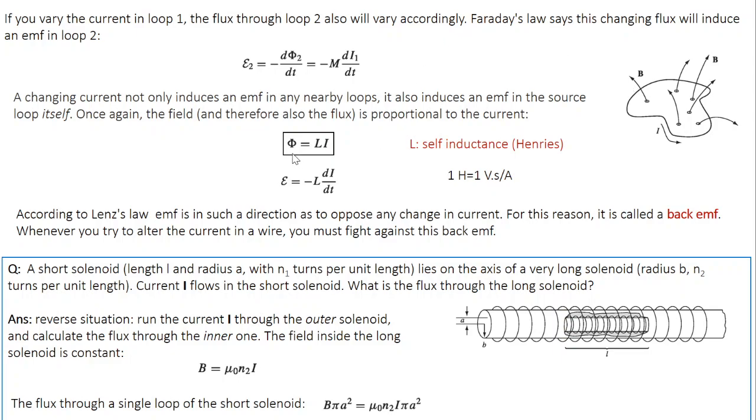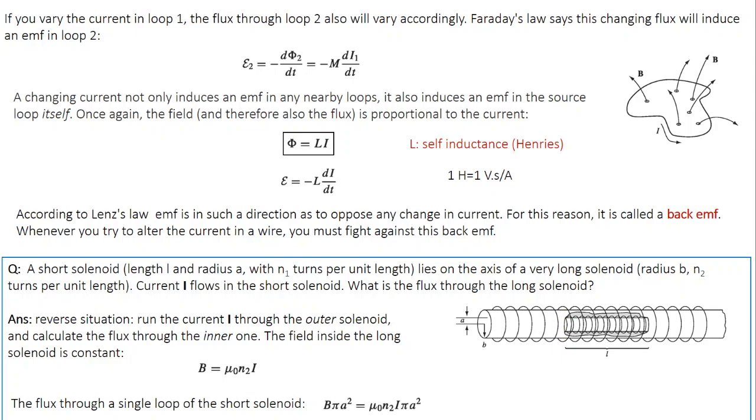So we can write flux through the source loop is proportional to current flowing through loop I, and replace the proportionality with a constant L and write phi equal to L into I, where L is self-inductance. And if you follow the flux rule, you can write the EMF associated with the loop is E equal to minus L into di by dt. The unit of self-inductance is Henry. 1 Henry is 1 volt second per ampere.